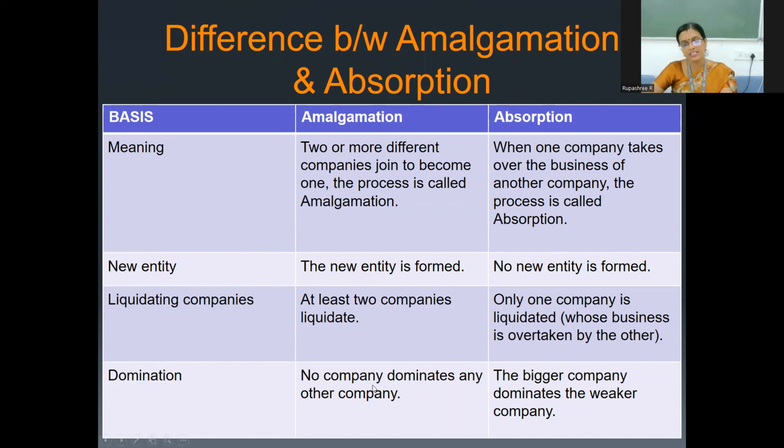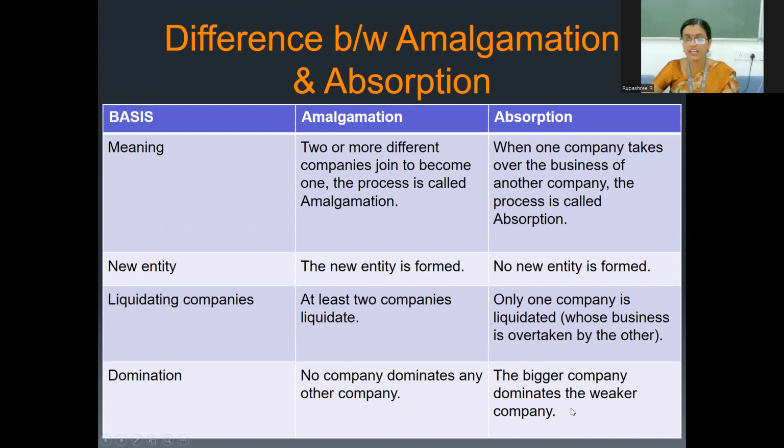The last major difference is that in case of amalgamation, no company dominates another company. They liquidate and form a new company in order to find a synergy effect. So what do you mean by a synergy effect? It's an idea where 1 plus 1 is going to yield you 3. Now 1 plus 1 mathematically is 2, so that doesn't mean that there is a synergy effect. When 1 plus 1 becomes more than the value of 2, then you call that there is a synergy effect. So that is what happens in case of amalgamation. No company dominates the other company, but they try to find a synergy effect in each other.